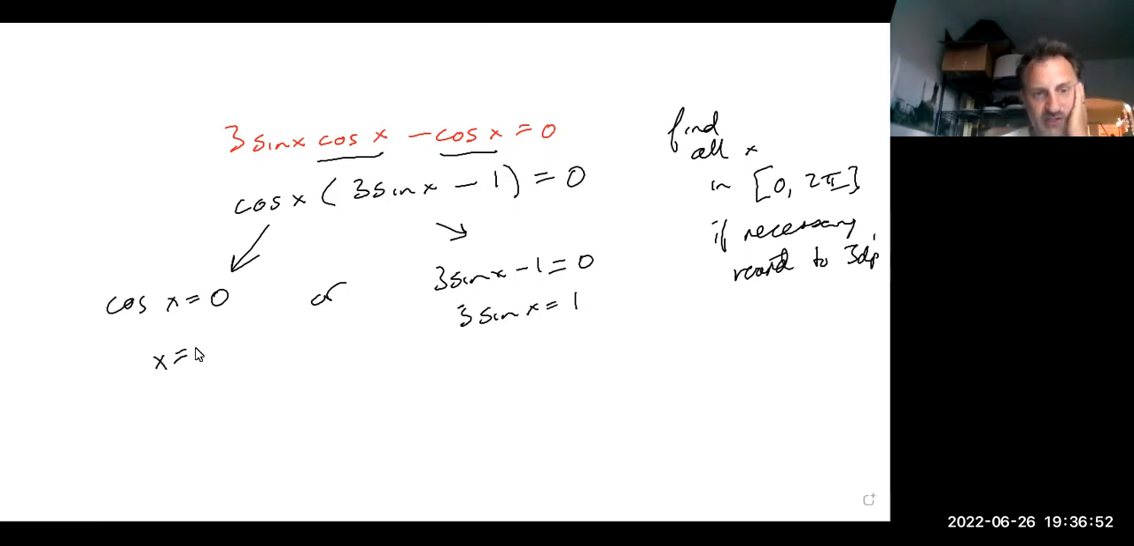So then x here, when does cosine x equal 0? That's pi halves and 3 pi halves. And this one is not nice. So sine x equals a third. And so we're going to use inverse sine to generate my first solution. Inverse sine of a third is 0.3398. So it's going to be actually 0.340.